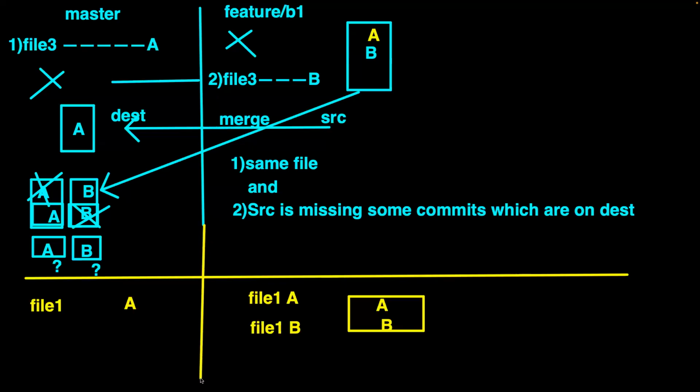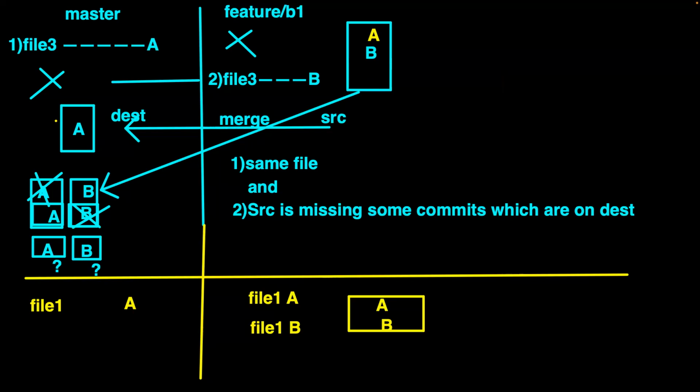So people just think that it's same file, same lines, you get a conflict. Conflicts always happen with respect to commits. Forget about files, right? So file should be same, and if source is missing any commits which are there on destination, right? Already on destination here A is there. But that A is not there on the feature branch in the first use case. So you got a conflict. Hope this is clear.